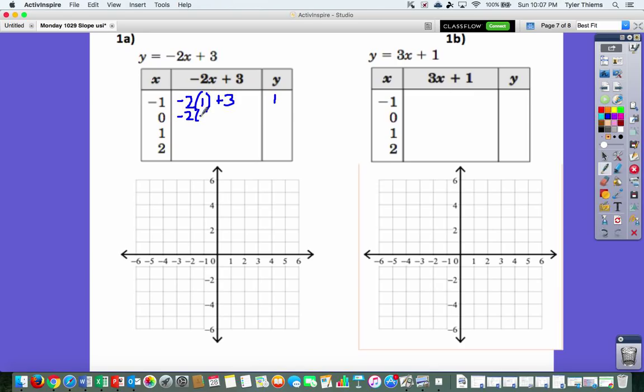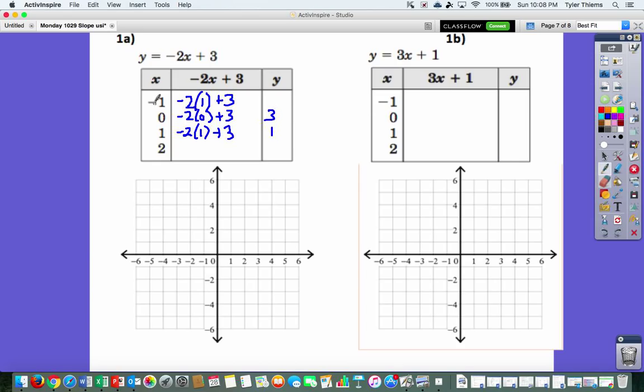When x is 0, negative 2 times 0 plus 3, so that's 0 plus 3 is 3. Negative 2 times 1 plus 3 is equal to 1. Uh-oh, guys, I messed up on this. Integers, be careful with your integers. I always say that.